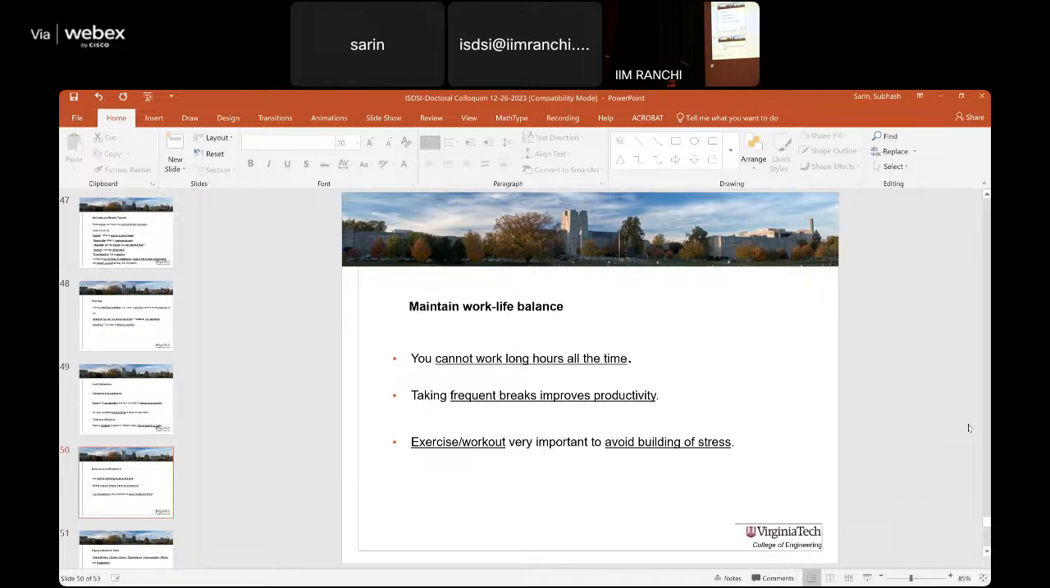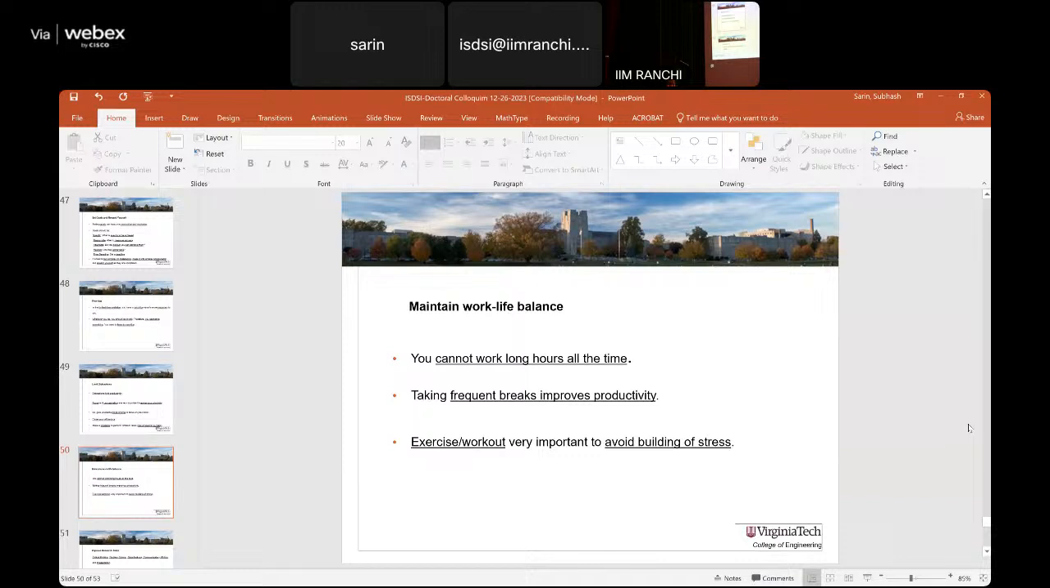You maintain work-life balance. This is also very important. You cannot just work 24 hours a day. You have to make frequent breaks to improve productivity. That's important. And the workout and those things, running and everything is part of your life, and to avoid the building of stress, and therefore you can accomplish more that way.